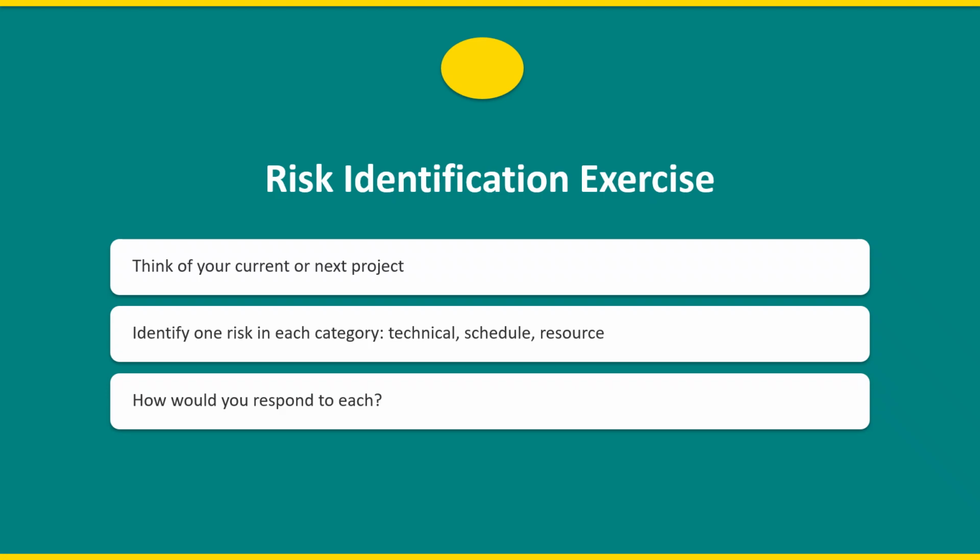One schedule risk. What could delay the timeline? One resource risk. What could affect your team? For each risk, consider your response. Would you avoid, mitigate, transfer, or accept? This quick exercise builds the habit of systematic risk thinking.